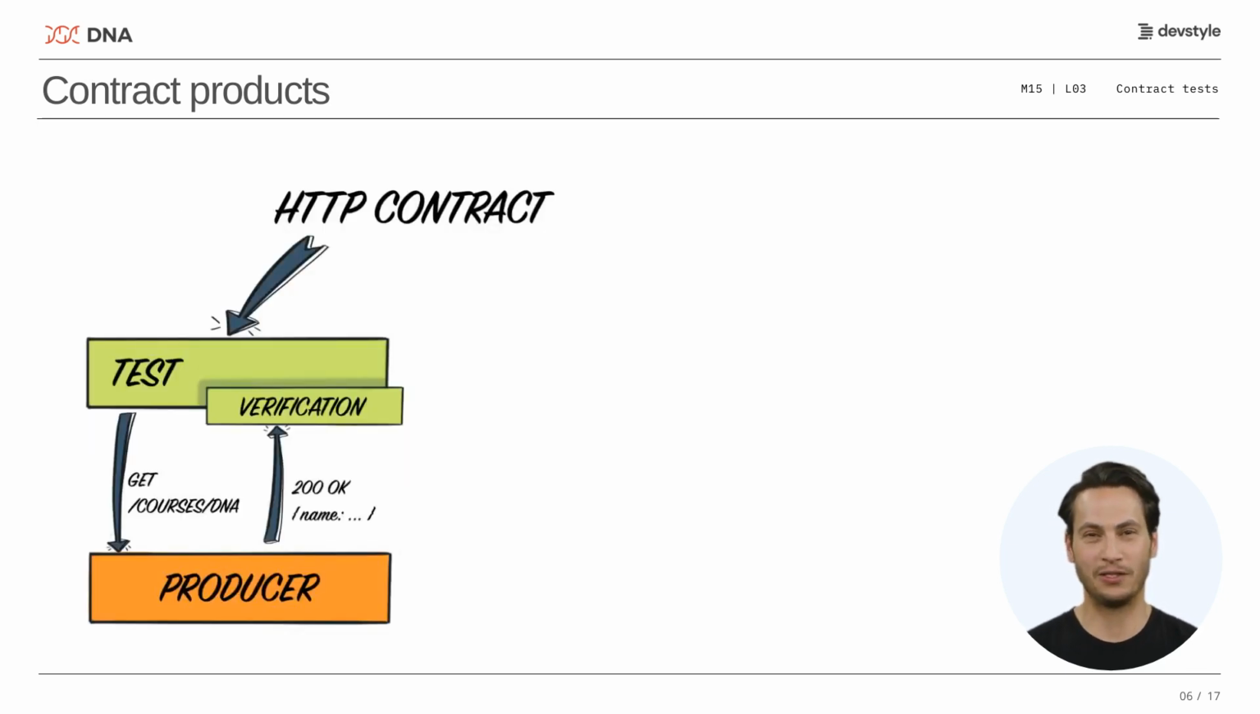The first artifact of our contract, in this case HTTP, is an automatically generated test of the producer's part, i.e., the server. What it is doing: it does a GET request on /courses/DNA, obviously with the proper headers. The server responds, and this test verifies that the answer is correctly structured.